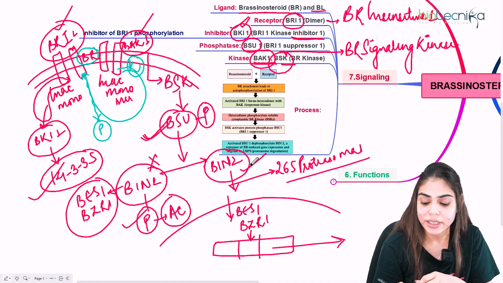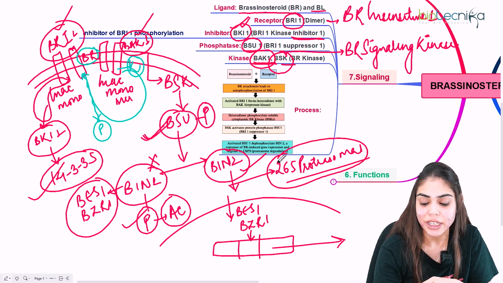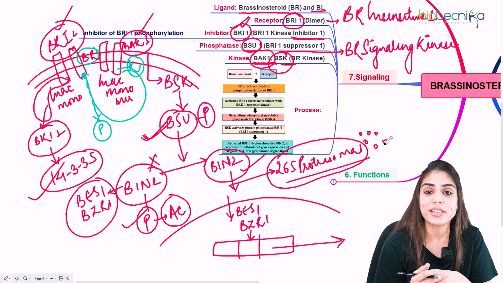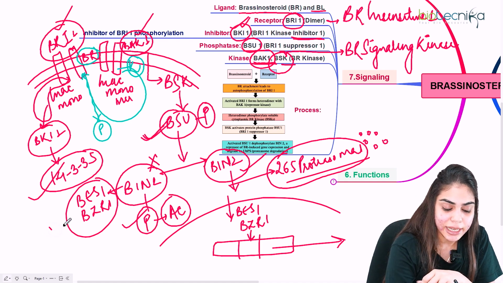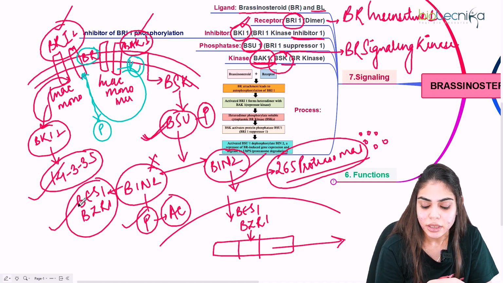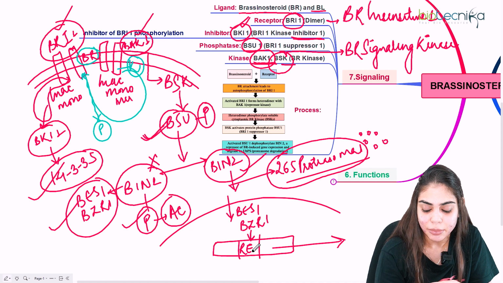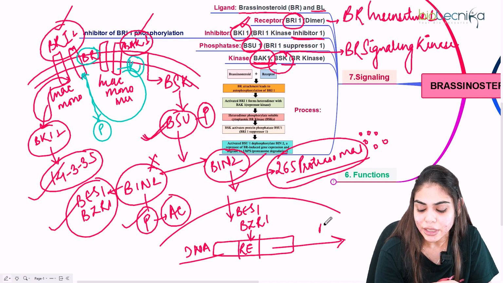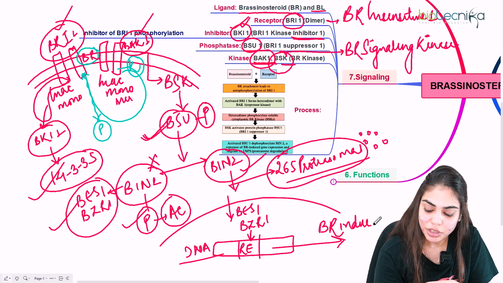Once this is inactivated, it is marked for 26S proteasomal degradation, where it is cleaved into smaller peptides. And now the transcription factors, that is BES1 as well as BZR1, are free. They will translocate inside the nucleus, where they will bind to the DNA segment. Where will the binding happen? The response element. Suppose this is a DNA segment, it will bind to the response element and will induce brassinosteroid-induced gene expression. And this is how brassinosteroid signaling happens in plants.